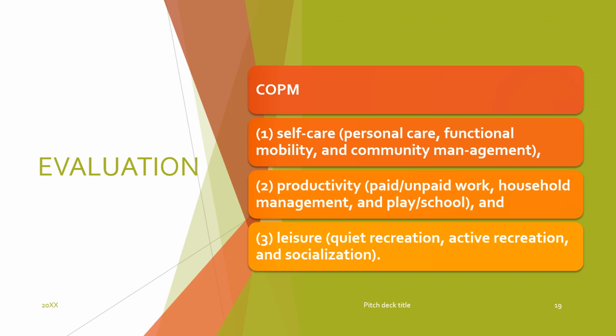So to start with, we need to evaluate the client to find out what's going on, what we need to work on. And to do that, we typically use the COPM because that's what goes along with this model. Again, Canadian, and it came out about the same time. So the COPM looks at 3 different areas. They look at the self-care area, productivity, and leisure. And y'all will be seeing this at some point, how to do the COPM.